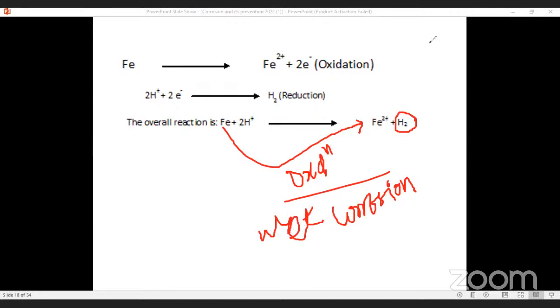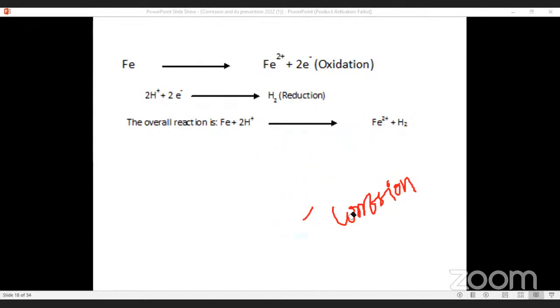These two are important from the exam point of view: dry corrosion and wet corrosion. Whenever dry corrosion comes in the examination, just write about oxidative corrosion. Where wet corrosion comes, write that wet corrosion means electrochemical corrosion that happens due to the absorption of oxygen and evolution of hydrogen.